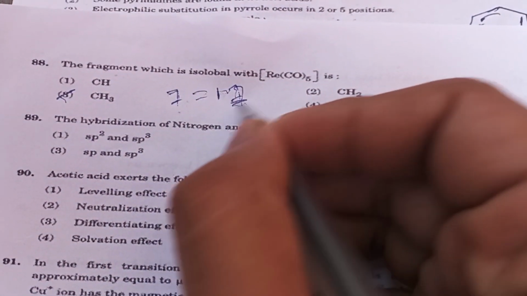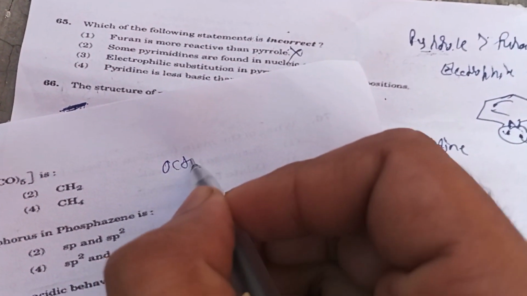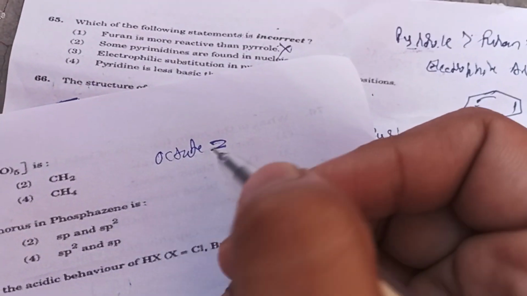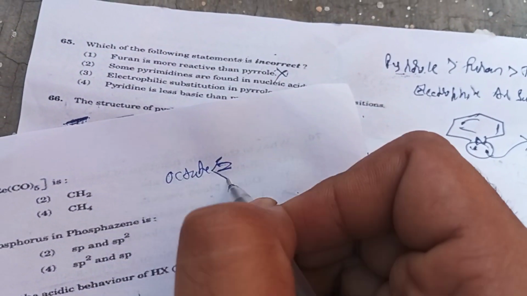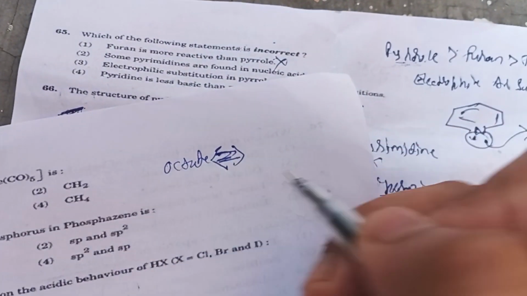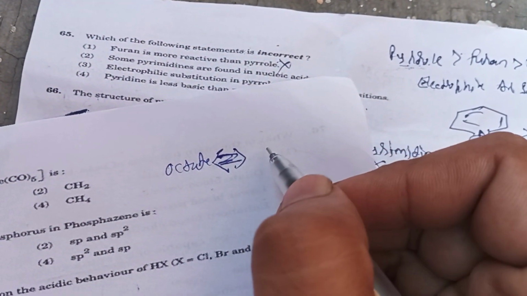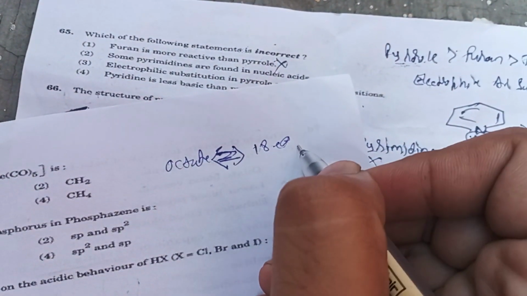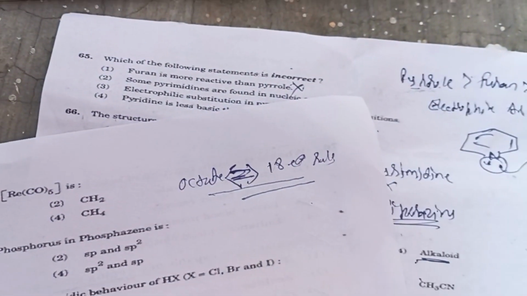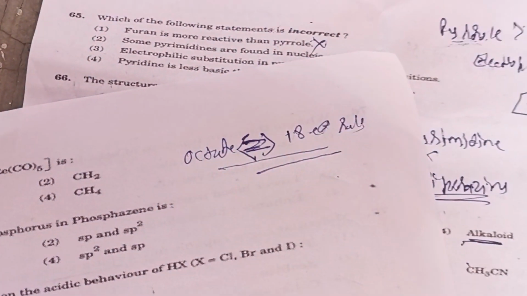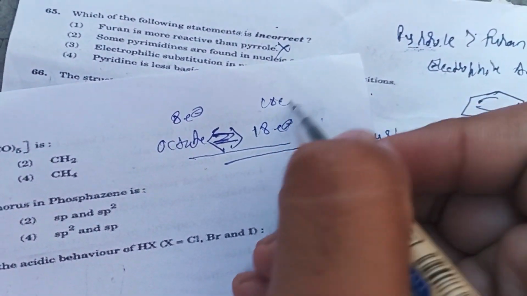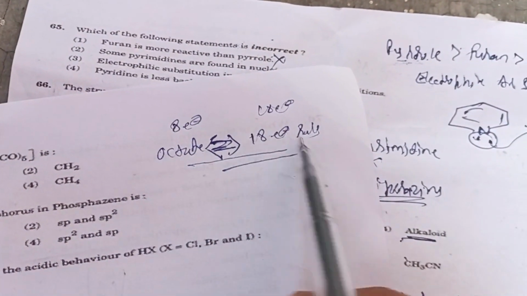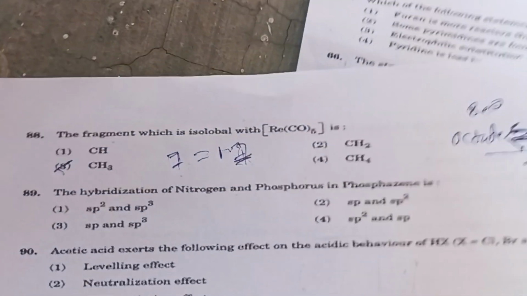So here there is the rule called the octet rule, and the 18-electron rule. If there is an 8-electron species and an 18-electron species, then they are isolobal with each other. So this is the concept.